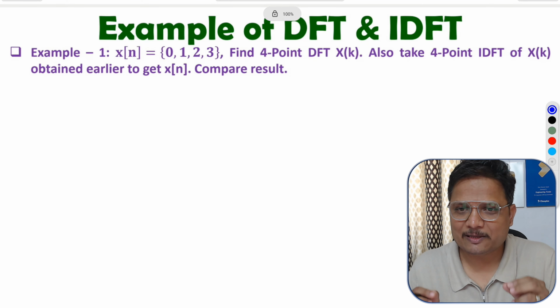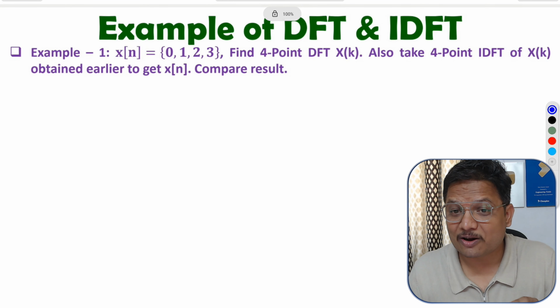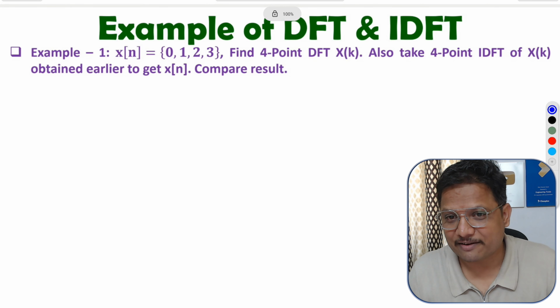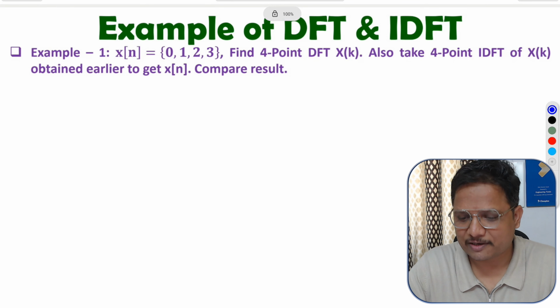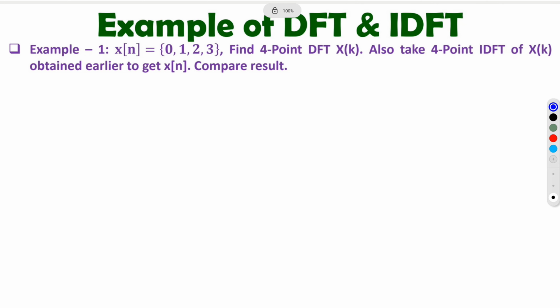In this video, I will solve one very interesting problem based on DFT and inverse DFT. So let me explain the question first. See here in question, we have x of n that is 0, 1, 2, 3. With this sequence, first of all we need to find 4-point DFT x of k. After that, we need to also calculate 4-point IDFT of given x of k, and then we need to obtain x of n, and after obtaining x of n we need to compare the result.